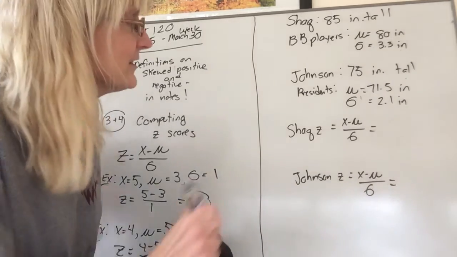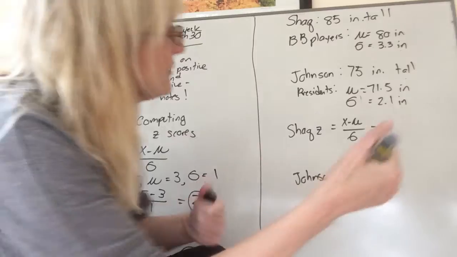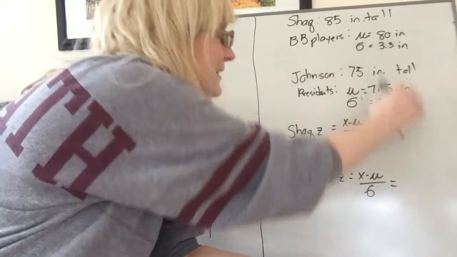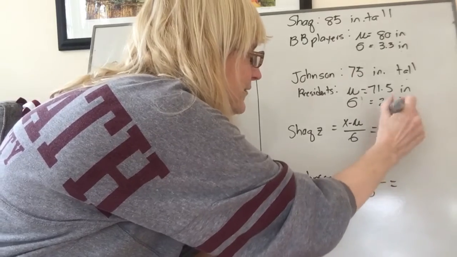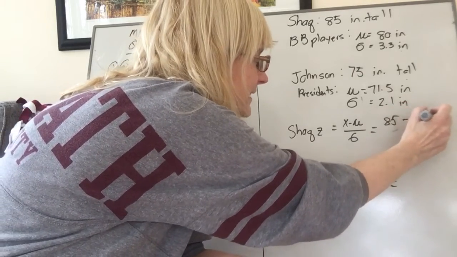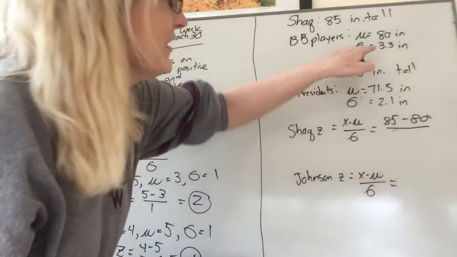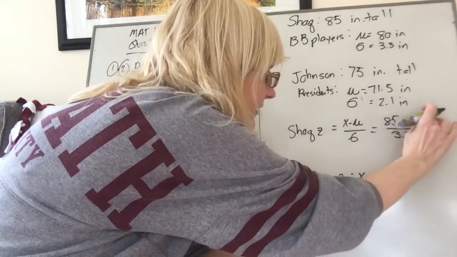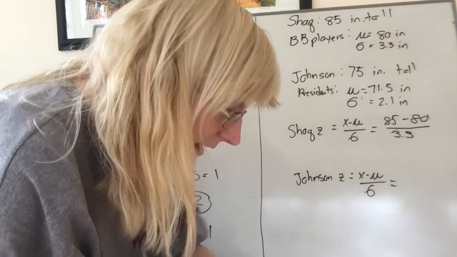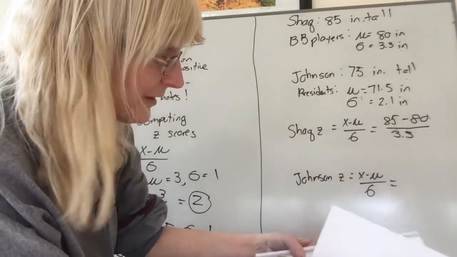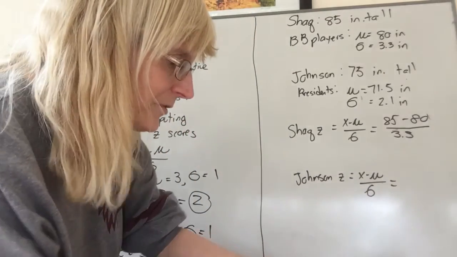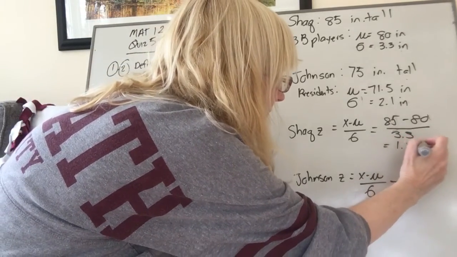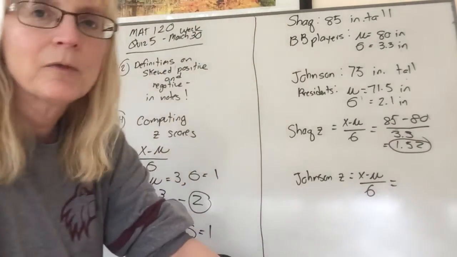So we're going to do the Shaq z. Shaq's height was 85. The mean was 80. And we have to divide by the standard deviation for basketball players, which is 3. When I did that out, I got 1.52. Okay, so Shaq's got a z-score of 1.52.